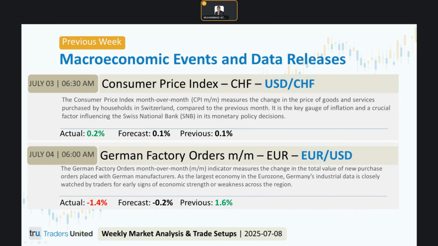Now, the key takeaways for Euro USD is the weaker than expected data. We got the minus 1.4%. That's bearish for the euro, and that is the reason why we got a drop in price action of euro dollar currency pair. Now, this highlights downside risk to Eurozone growth outlook, and market focus now turns to ECB guidance and upcoming US labor market data.